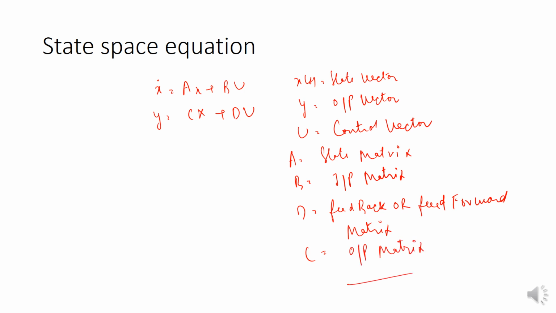So these are some terms related to this. And x dot is equal to dx by dt, it is the derivative of x. So these are some things, and we will understand the remaining things when we solve some problems.